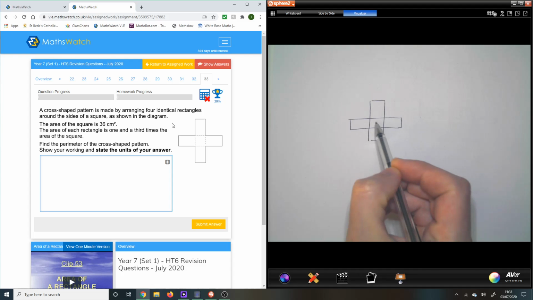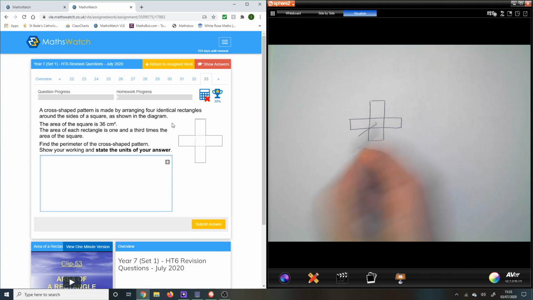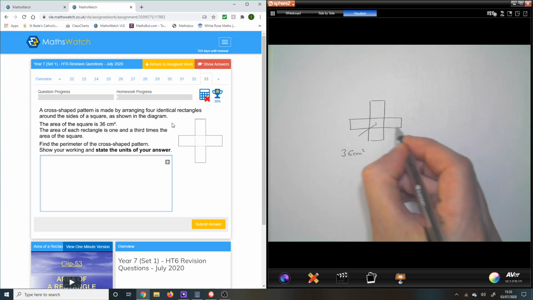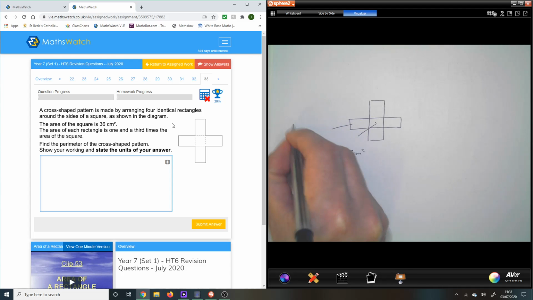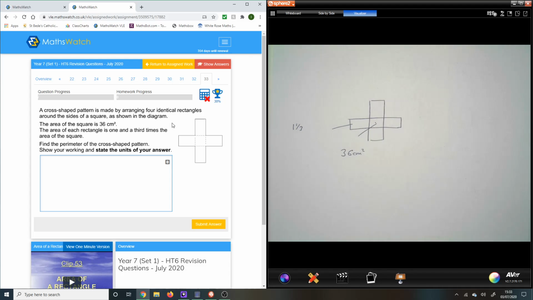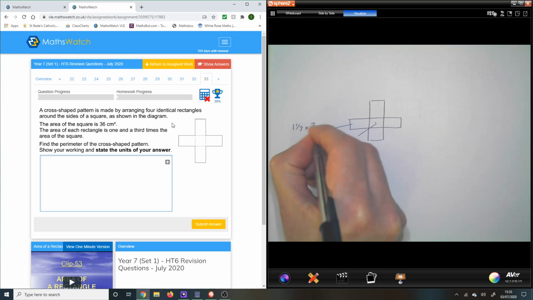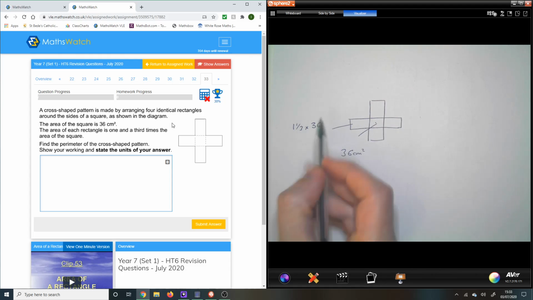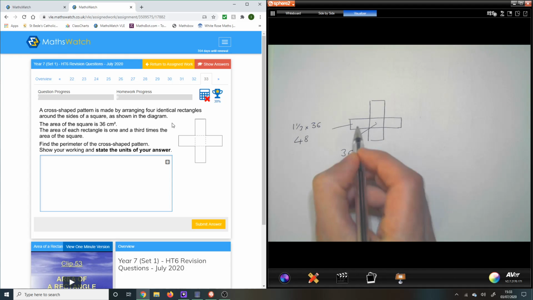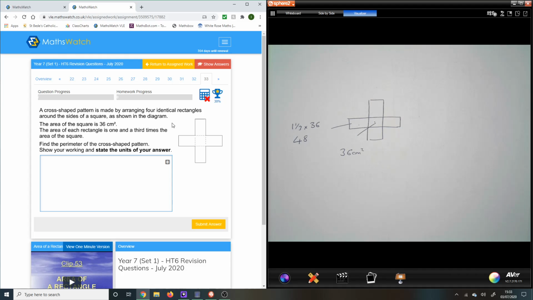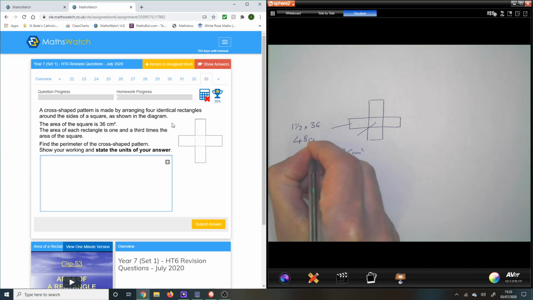If we're told the area of this square here is 36 centimeters squared, then the area of the rectangle is going to be 1 1/3 times 36. Okay, a third of 36 is 12, so we can add that on to 48. So the area of this rectangle is 48 centimeters squared.